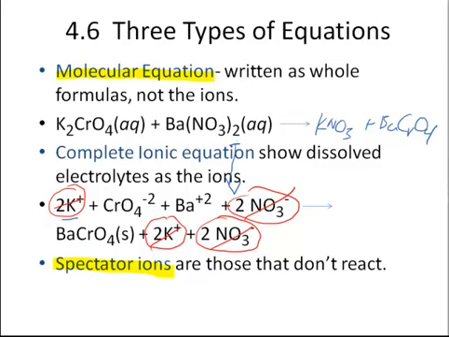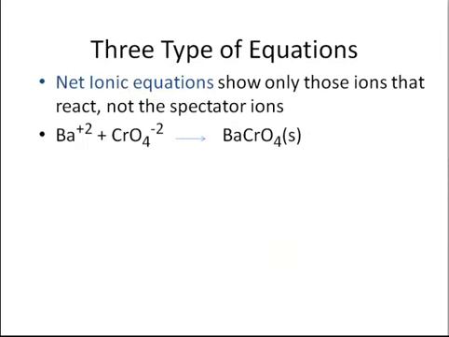And last but not least, when you write the reaction of the ions involved, that's called the net ionic equation. And that just shows the ions that make the precipitate. So in this case, it's barium plus chromate gives you barium chromate. One of the skills we want to make sure we have is being able to write all 3 of those types out.